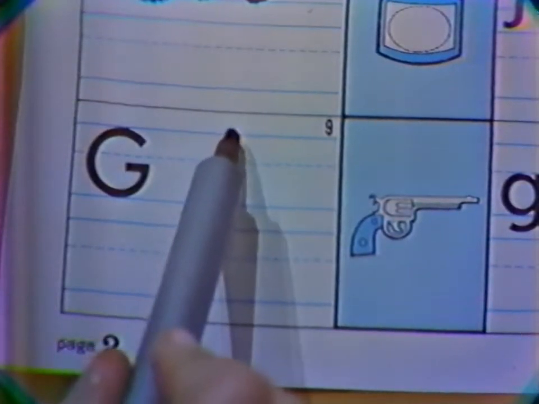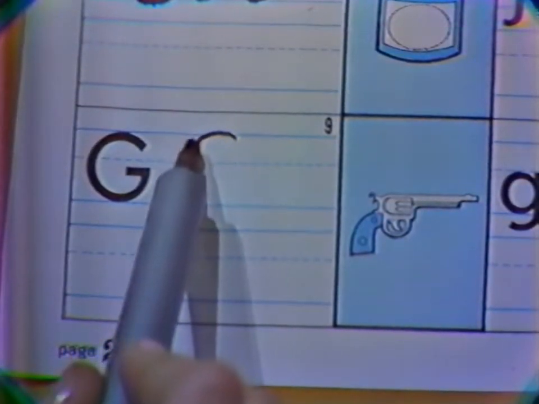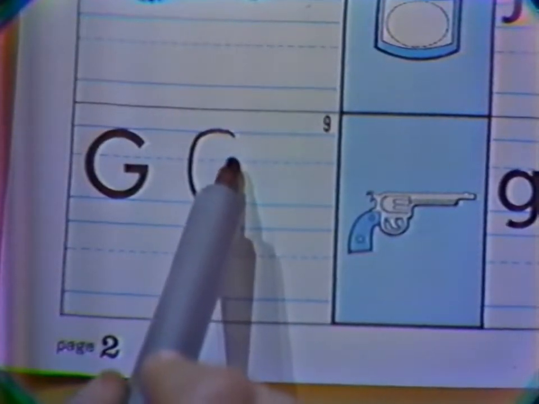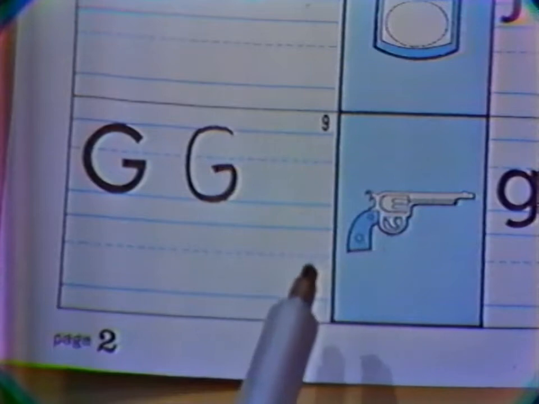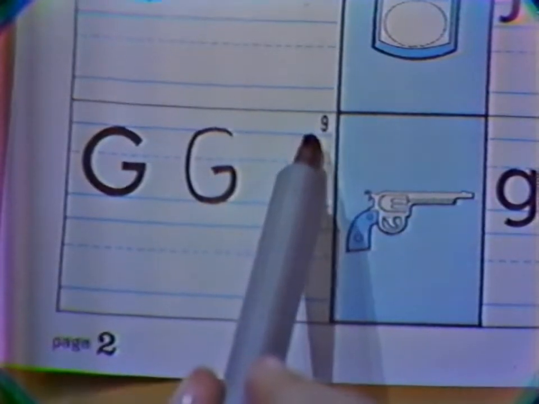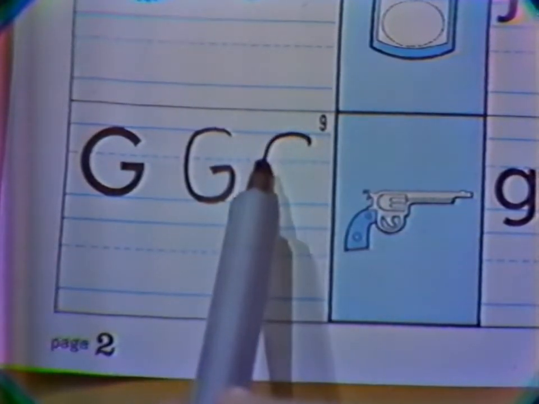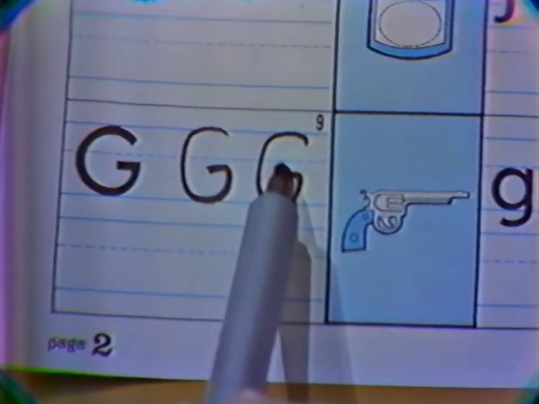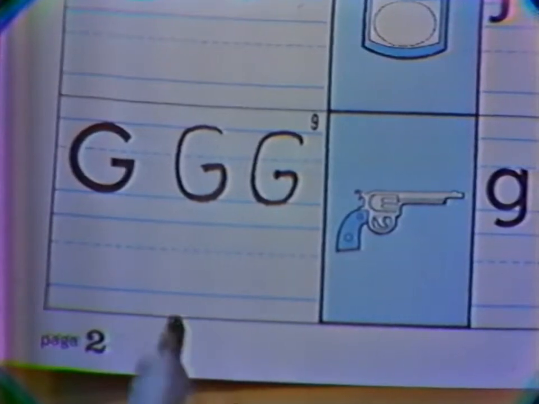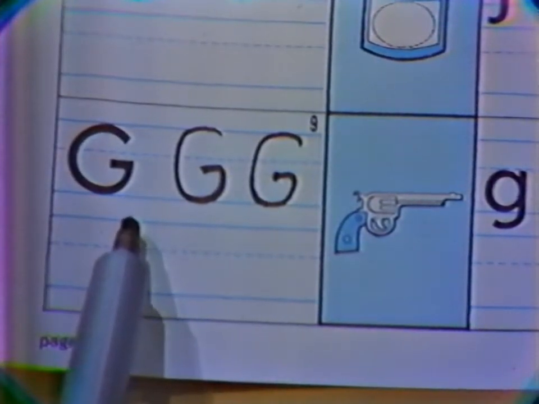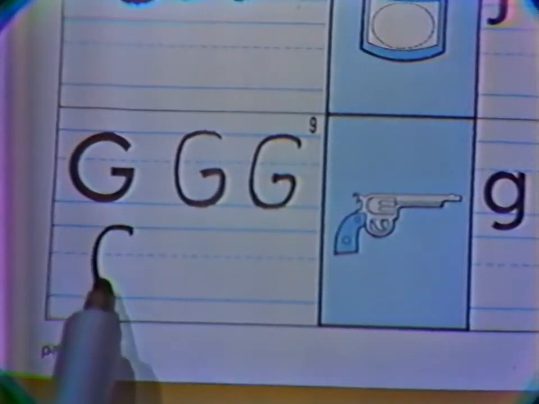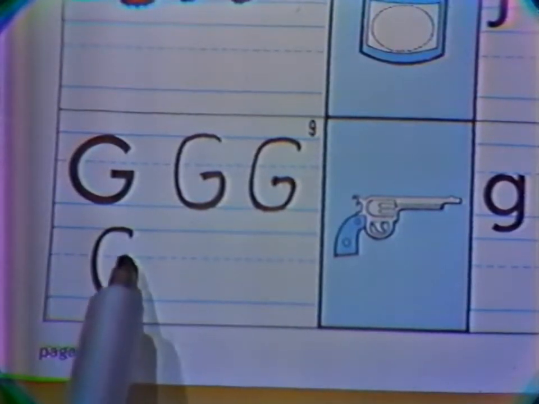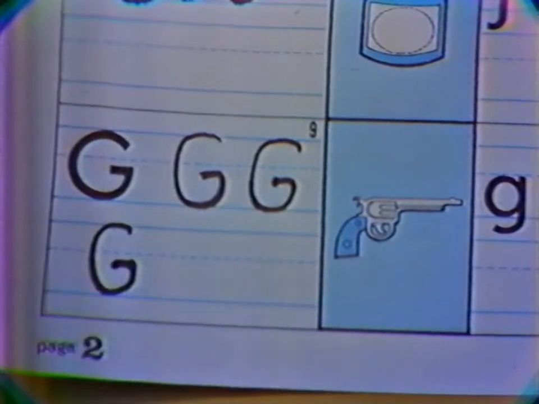Capital G starts out like an O. Near the top of our space, we start to make a circle, touching the top line and curving around until we touch the bottom line. And then we curve halfway up and stop and make a short straight line in there. That's capital G. Start near the top, circle around, down, touch the bottom line, curve up halfway, stop, then a short line in, stop.